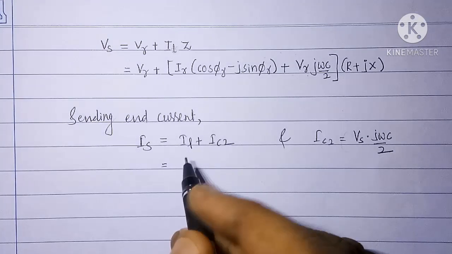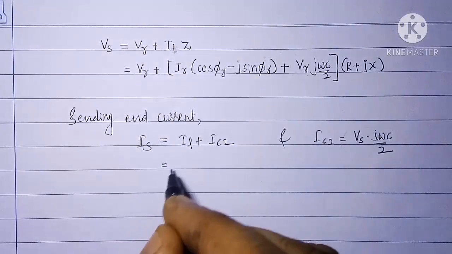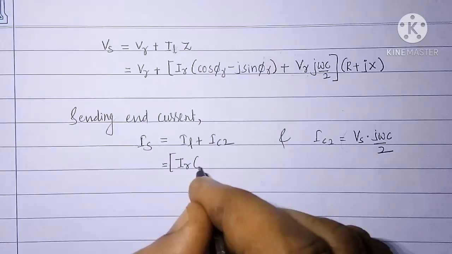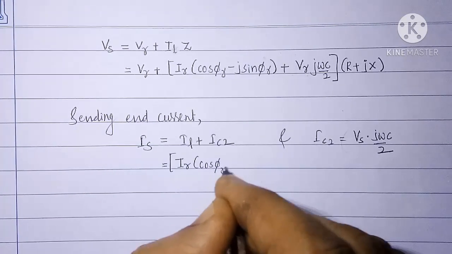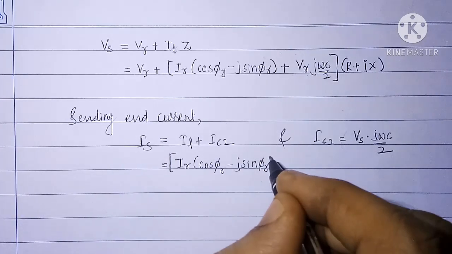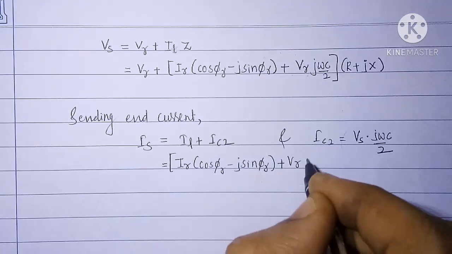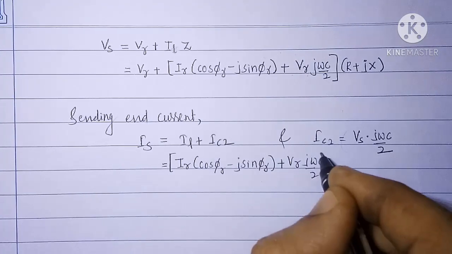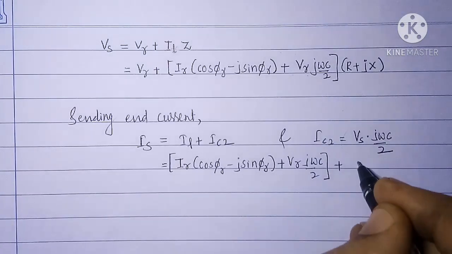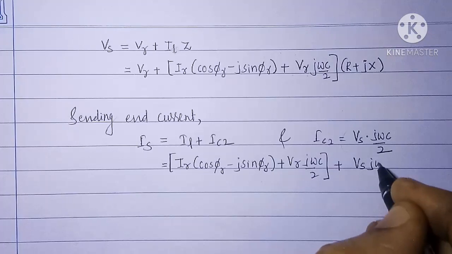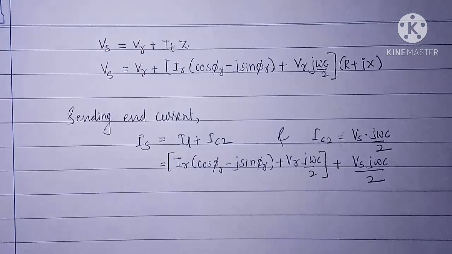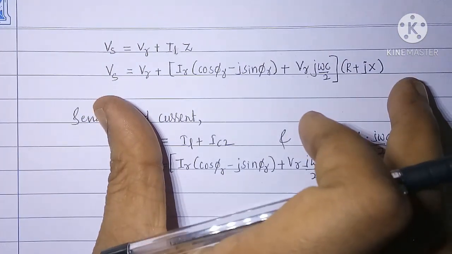Now we will write expression for IL from here. IR into the bracket cos phi r minus j sin phi r plus VR into j omega c by 2 plus IC2, which is Vs into j omega c by 2, but Vs is known here now. We have to substitute this value.